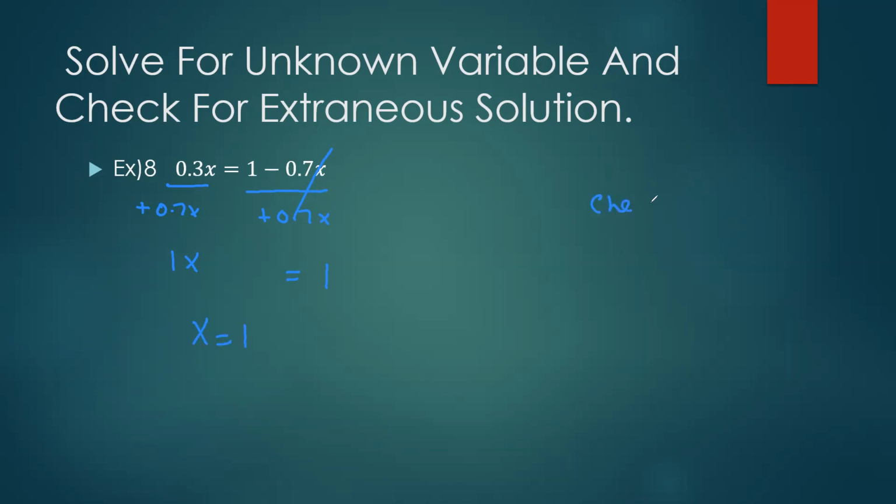Let's check. So it's 0.3 times 1. That's 1 minus 0.7 times 1. That's 0.3. This is 1 minus 0.7. So 1 minus 0.7 is 0.3. And this is true. That means x does equal 1.